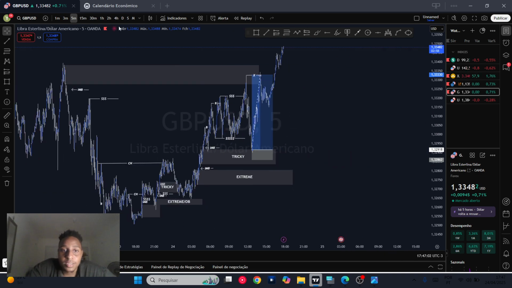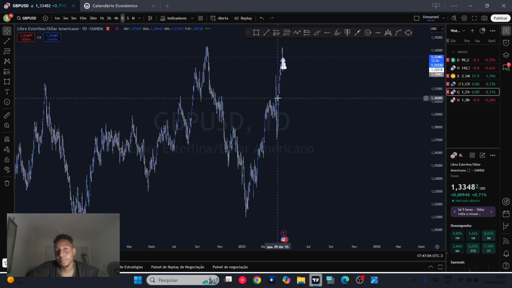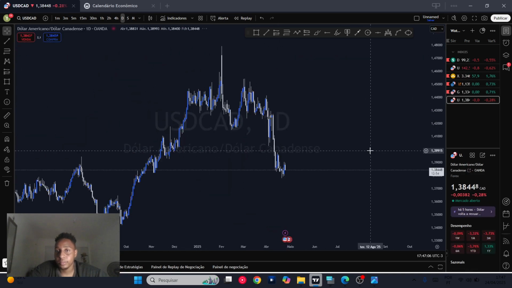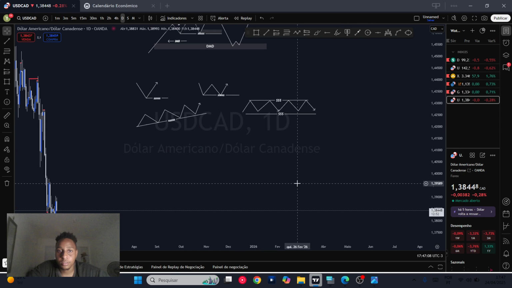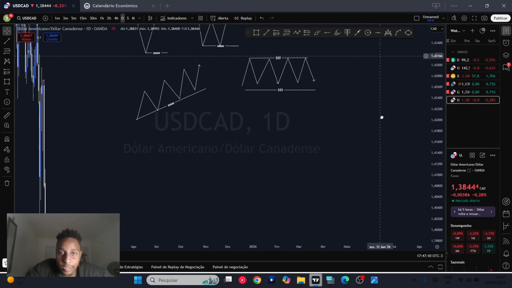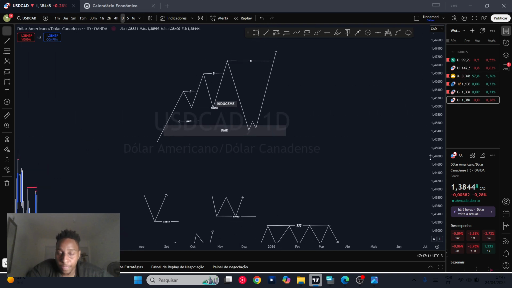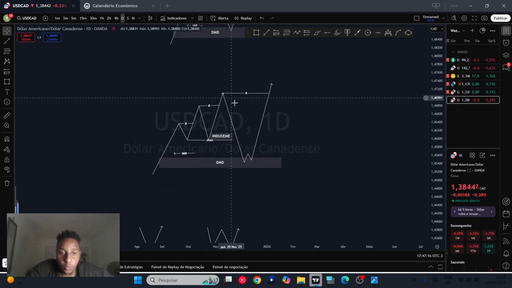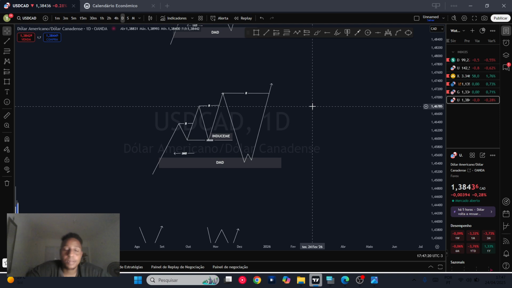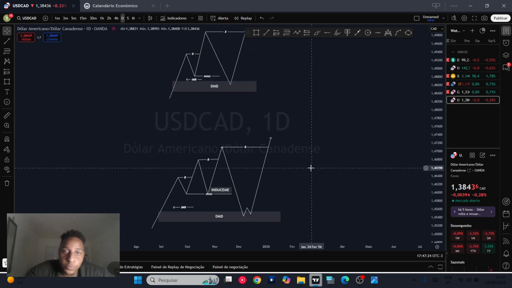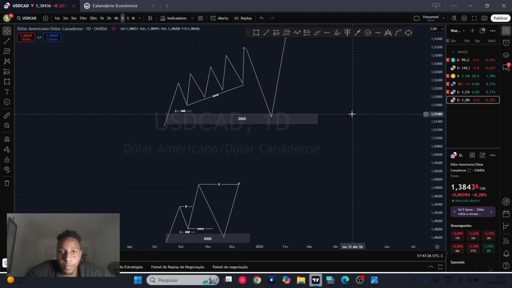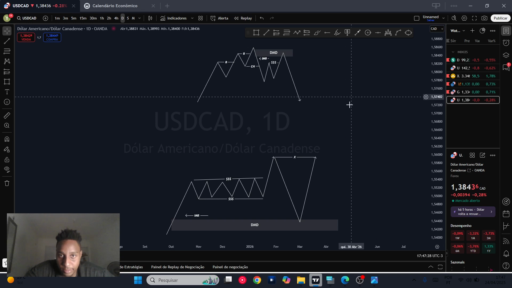So now I will explain something a little bit different from what we were learning. Let's go back to our chart in USD CAD. So guys, you notice something. Within the liquidity, we had some liquidity that was built up after the movement, and some that was built up in the movement. So we need to make a difference in that.